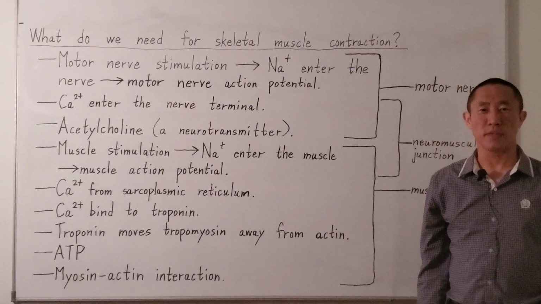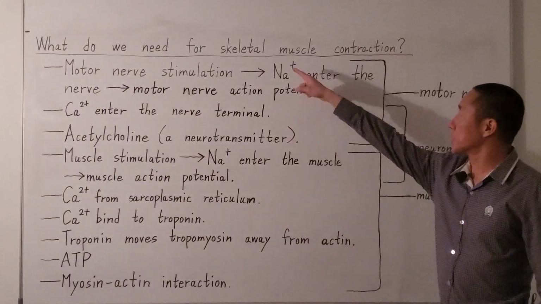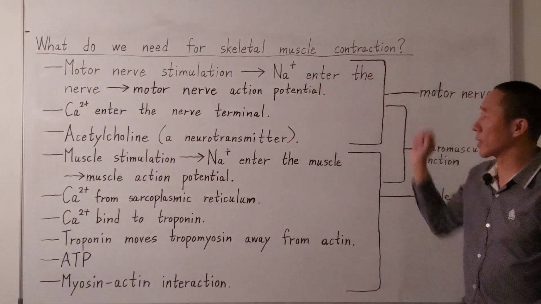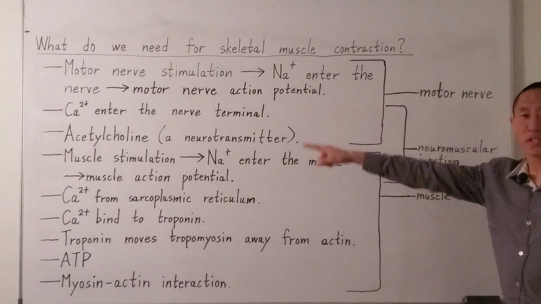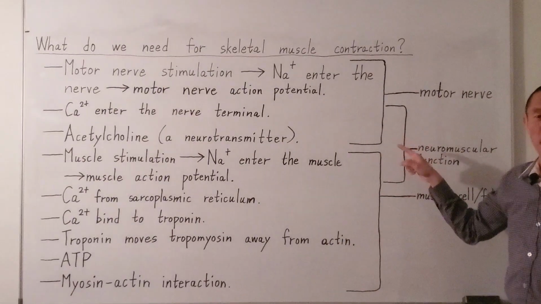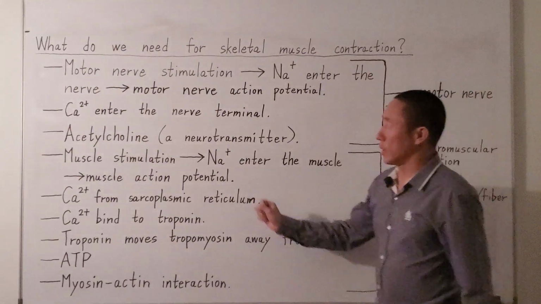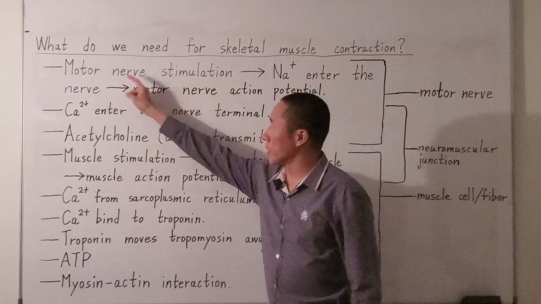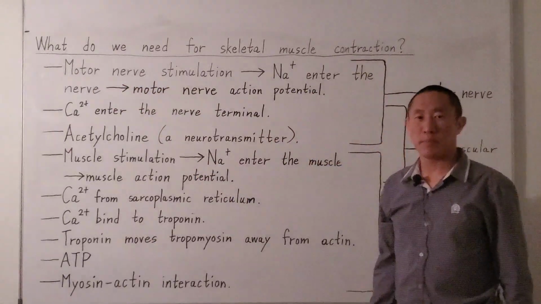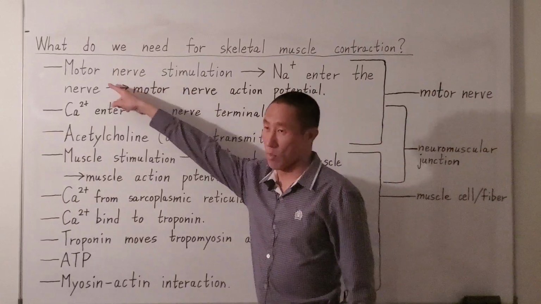Hello everyone, in this video we are going to talk about the steps that are involved in skeletal muscle contraction. So you can see it in this concept map. It includes all the steps that are involved in skeletal muscle contraction. Now let's look at the first thing over here. For a skeletal muscle to contract, the first thing we have to do is stimulate a motor nerve.